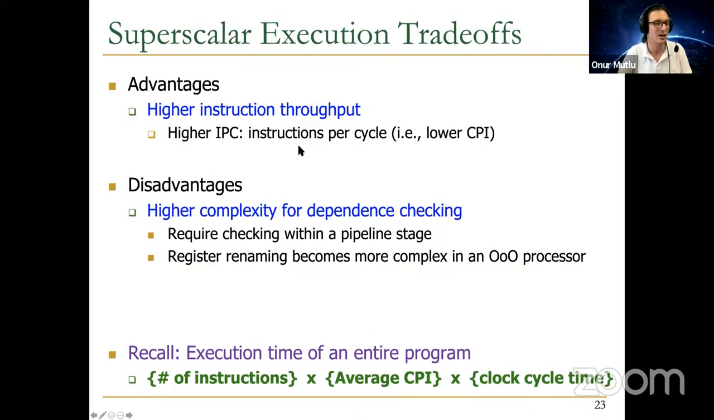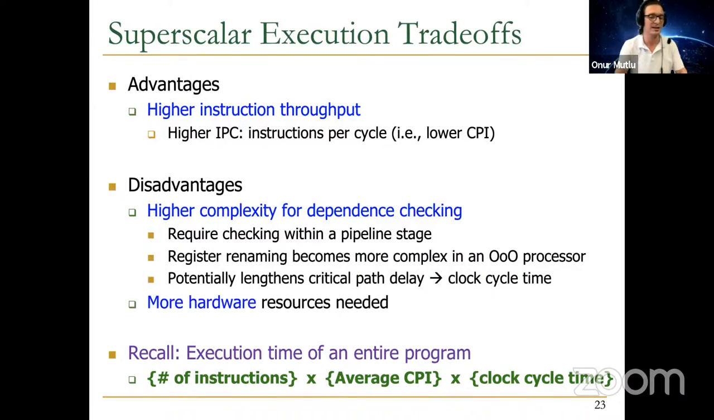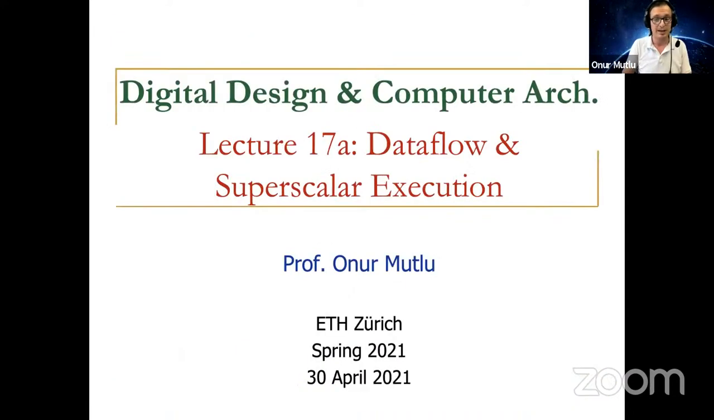Okay, so you can see that there's complicated trade-offs once you go into multiple instruction fetch pipeline machines. And also register renaming is not easy. Okay, and clearly, as I said, this potentially lengthens the critical path delay and clock cycle time. So this disadvantage can actually reduce the performance gains that are achieved by increasing the instruction throughput. Okay, and of course, obviously more hardware resources are needed. You need to replicate the pipeline, at least parts of it, so that you can fetch, decode, execute, and retire multiple instructions per cycle. Okay, so that brings us nicely to the end of lecture 17A.